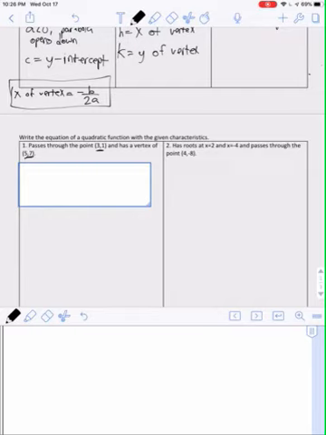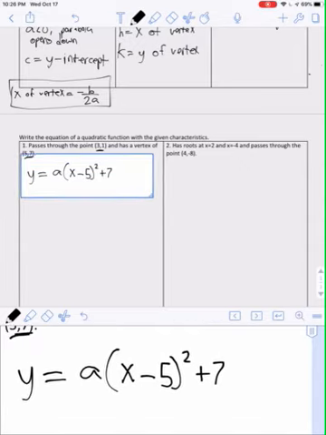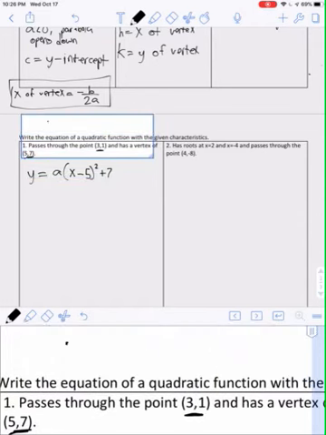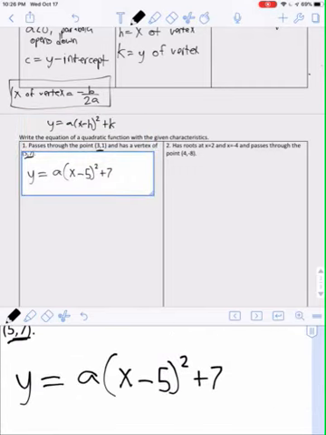So if the vertex is 5, 7, then I know that my graph is going to look something like a times x minus 5 squared plus 7. So I'm just plugging in 5 and 7 for, remember, vertex form was a times x minus h squared plus k, where h and k were the x and y of the vertex.